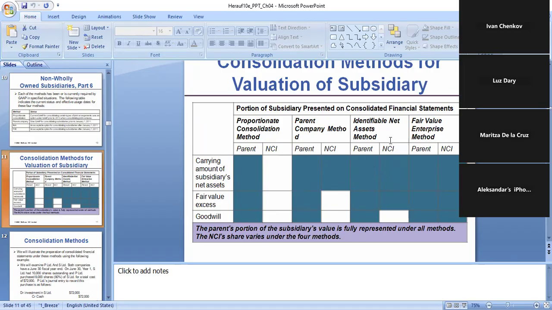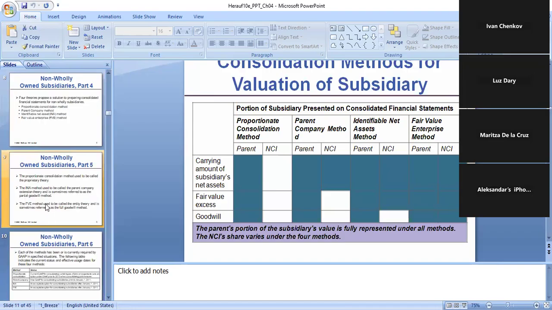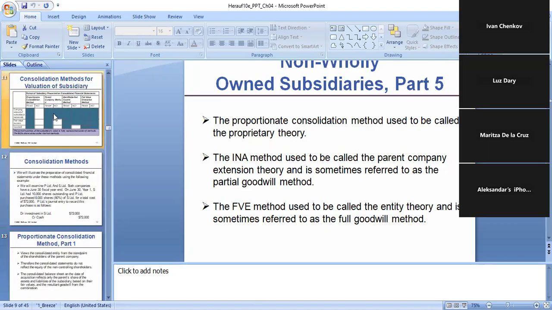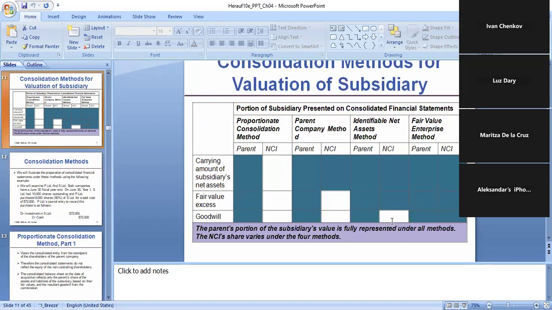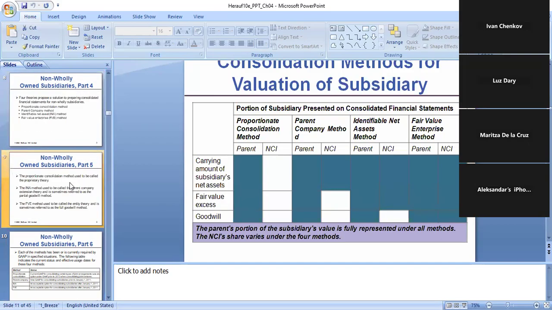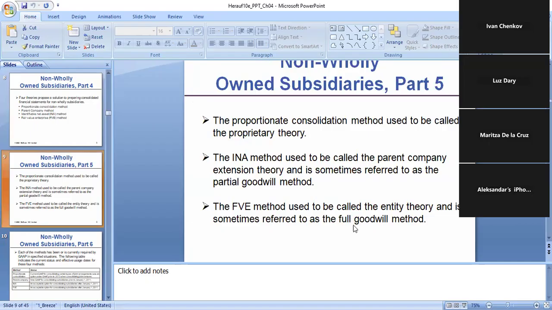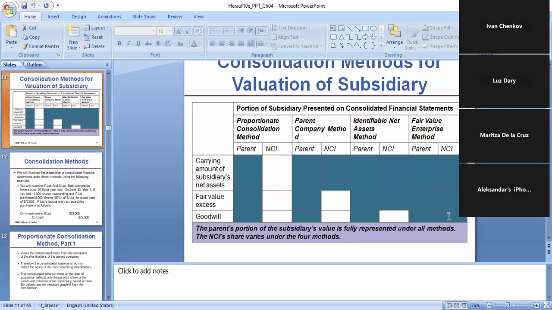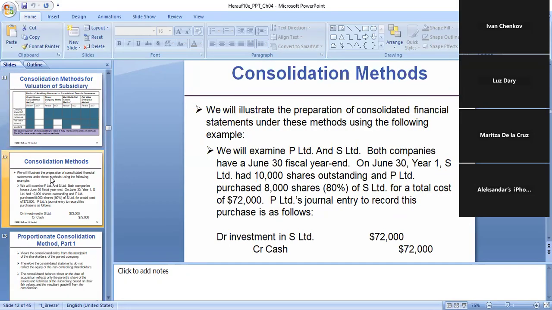On the identifiable net assets method, as you remember, that was also called the partial goodwill method. So we're going to show some goodwill on that one. Whereas the fair value enterprise method was also called the full goodwill method. Now, let's start one after another. Consolidation method.